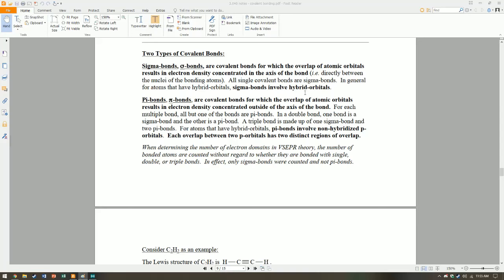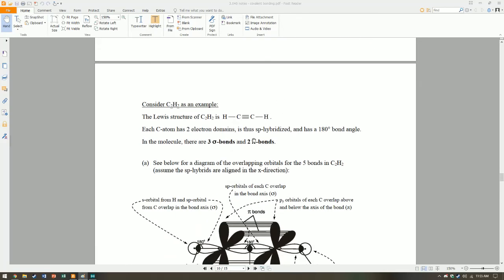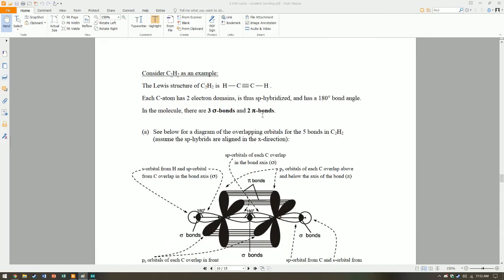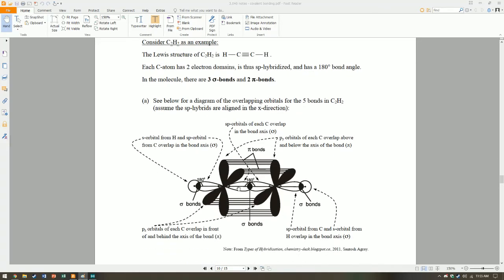Alright, so consider C2H2 as an example. This is the Lewis structure, and as you can see here, this is the orbital diagram. So these H's only have an s orbital, so these form sigma bonds with this p orbital, whereas the other 2 p orbitals take part in the triple bond. So this is a sigma bond here, and then these pi bonds here cause the interaction.